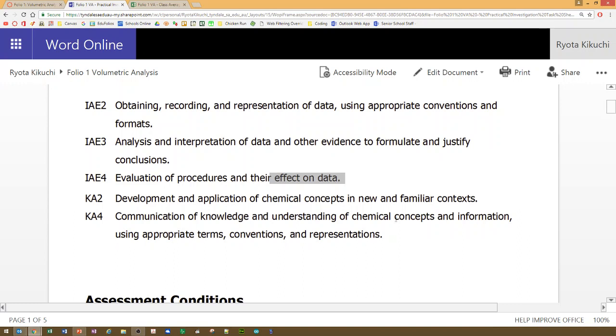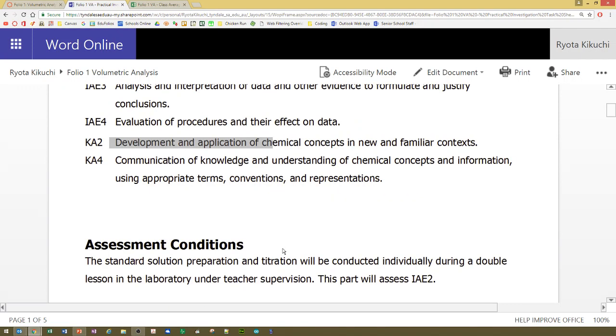KA2 next, development and application of chemical concepts in new and familiar contexts. If you can justify your answer saying that this was a poor vinegar compared to the value that we got, or the average cooking vinegar, you're already applying your chemical concepts to a context. Maybe new to you, maybe unfamiliar to you, but you're already doing that. If you look at the performance standard, it breaks things down a bit more for you.